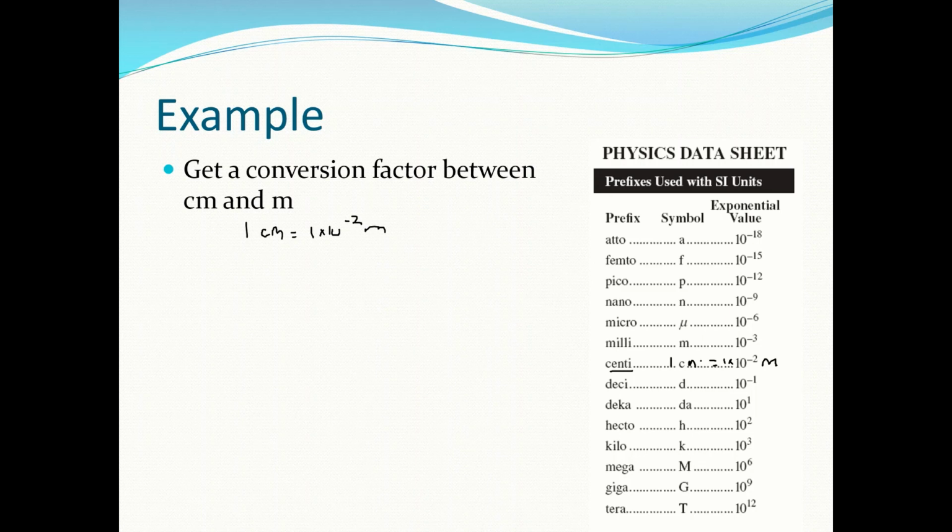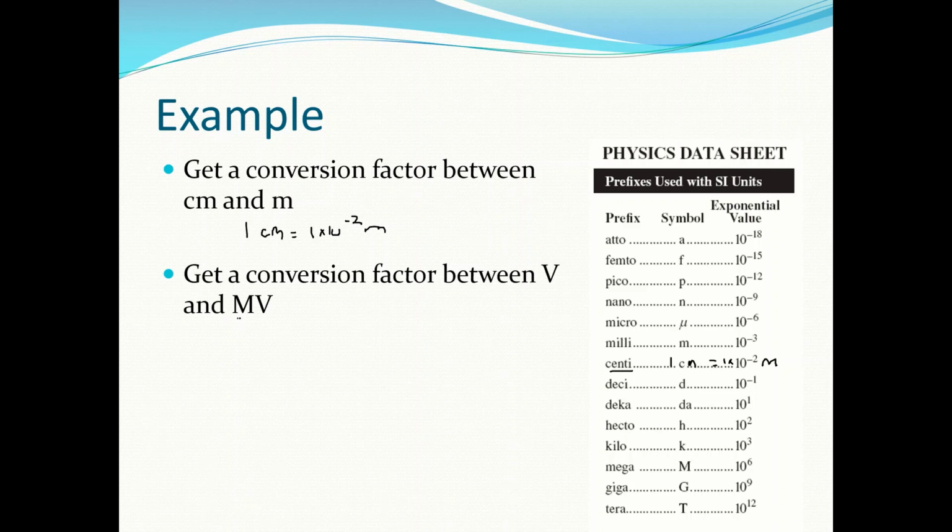Just like I wrote there. That's it. Let's try it again. Let's get a conversion factor between, what are these? It doesn't matter what these are. Volts, MV, those are megavolts, right? So you find mega, there it is right there. There's mega. And you just go 1 megavolt is equal to 1 times 10 to the 6 volts. So I write that as exactly as it's written. 1 megavolt is equal to 1 times 10 to the 6 volts.